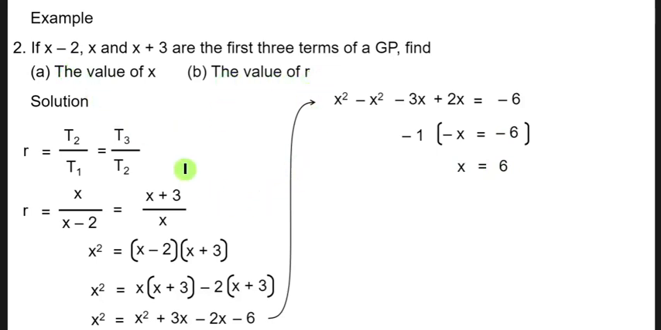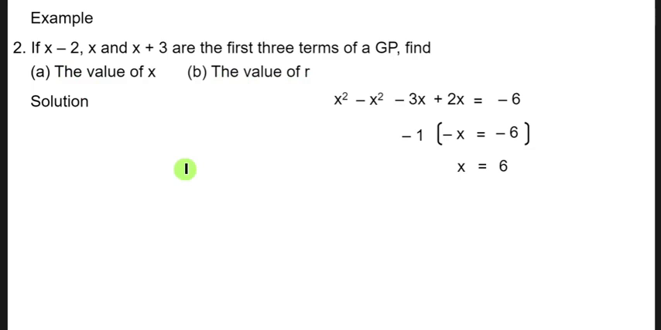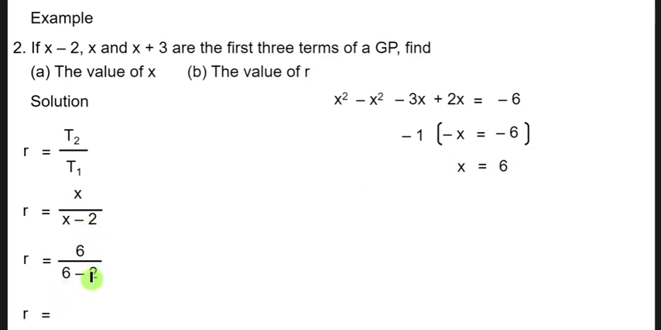All right, so now what we are going to do to find the value of r is the same. We'll say r is equal to t2 over t1. So r is equal to x over t1, and t1 is x minus 2. Then r is equal to x, we have already found it to be 6, over x is 6 minus 2. Then r is equal to 6 over 6 minus 2, which is 4.